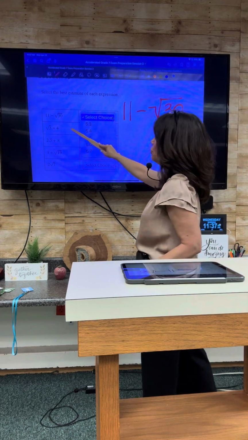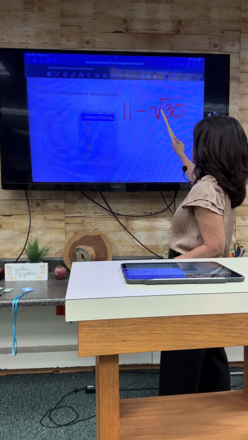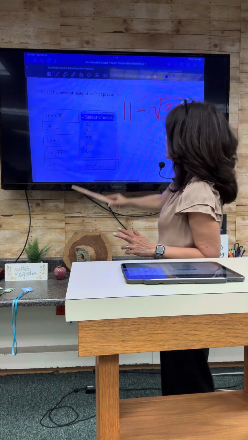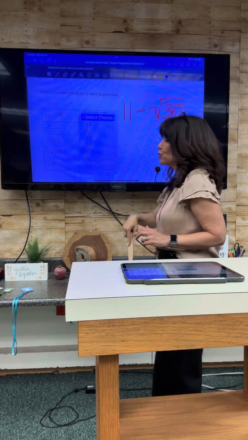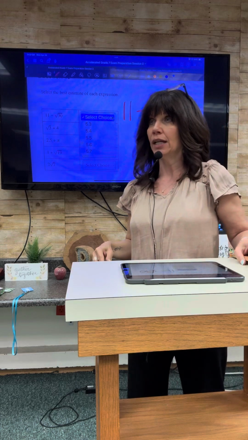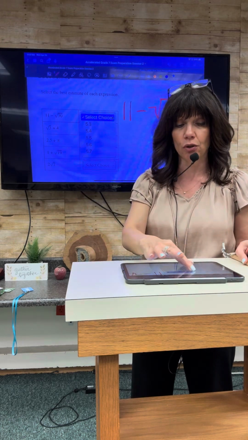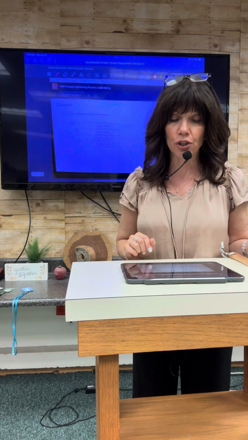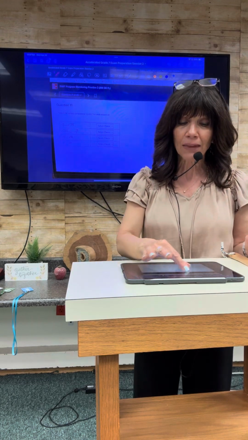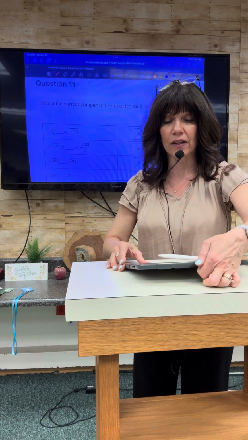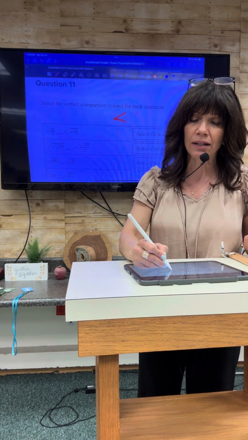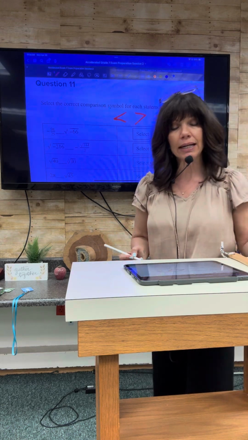So literally you will copy 11 minus square root 30, and then you will round it appropriately if needed to the nearest tenths and choose the one that is the most appropriate. Do you have any questions on how you're going to do all of the items there? Okay, wonderful. Then go to item number 11. This time, you will select the correct comparison symbol for each statement. It will be less than, greater than, or equal to.